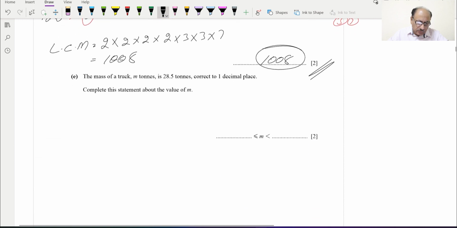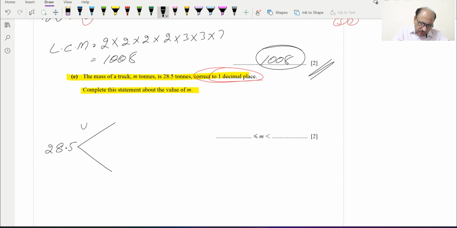We got this. Now the E part, the mass of a truck, m tons, is 28.5, correct to 1 decimal place. So it's a lower bound, upper bound question. Complete this statement. So we take 28.5 tons, correct to 1 decimal place. So we will write the upper bound and lower bound. Upper bound will be what?